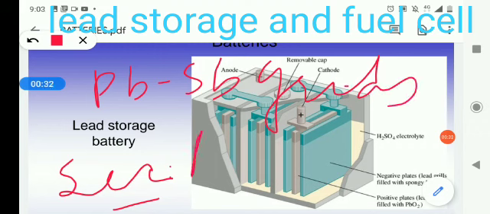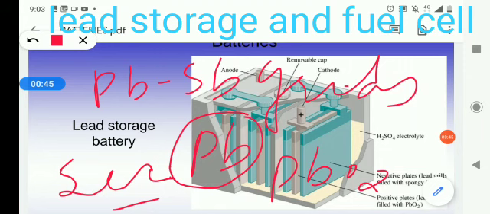One grid is coated by lead, whereas another grid is coated by lead oxide, litharge. Now consider the grid coated by spongy lead. You can see that this is free metal, so it will undergo oxidation and will form the anode.